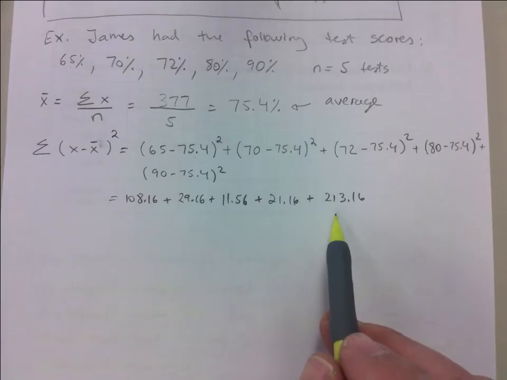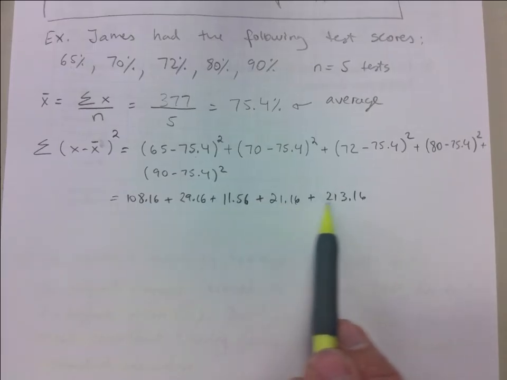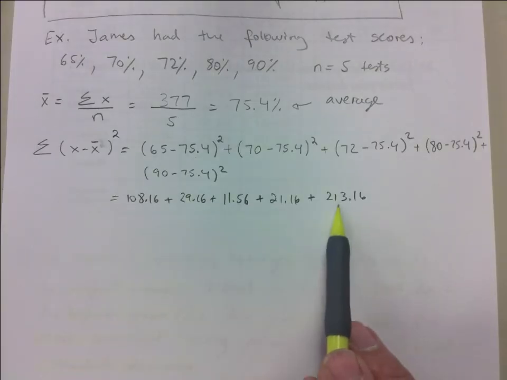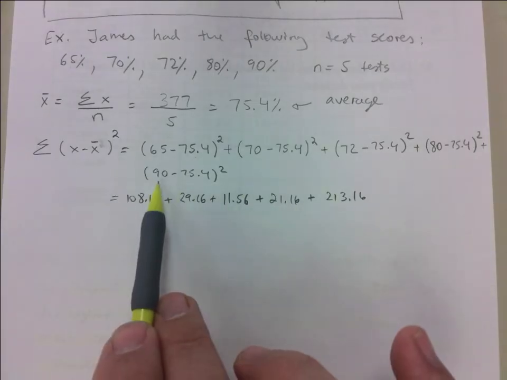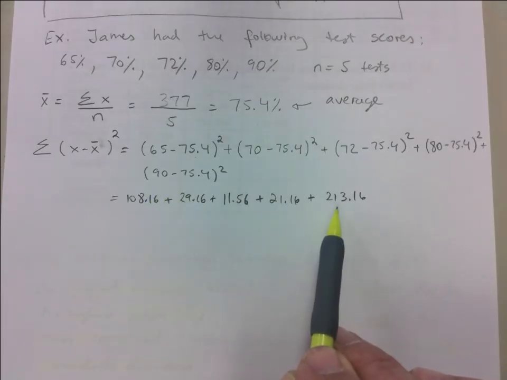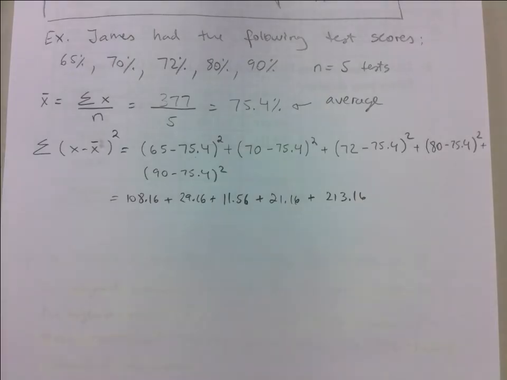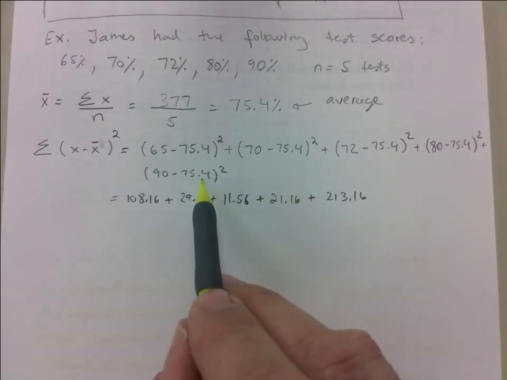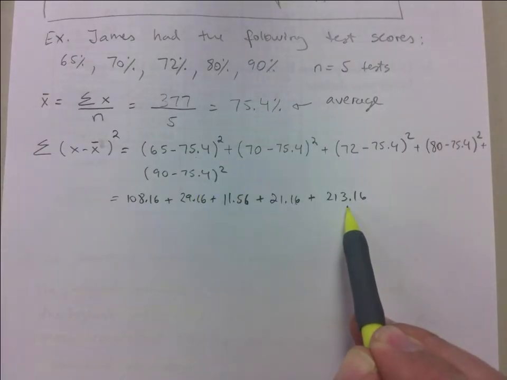And so another thing you need to observe is which one is the biggest number here? The 213, right? So your 90% score is going to affect you quite a bit. It's going to show that data point is quite a bit away from the mean, right? The most distance, the furthest away is the 90 from your mean. So you should observe that, right?